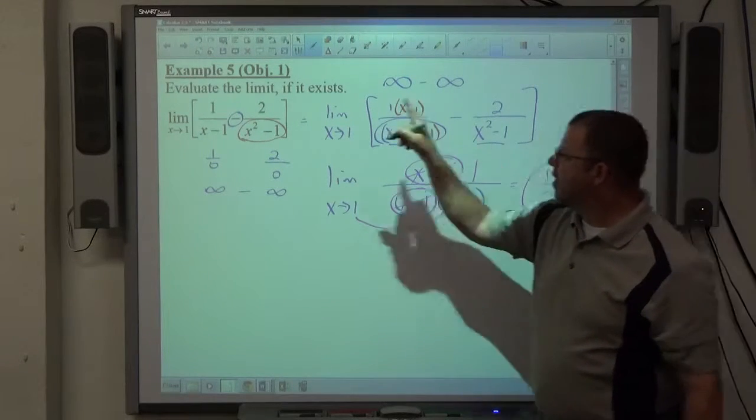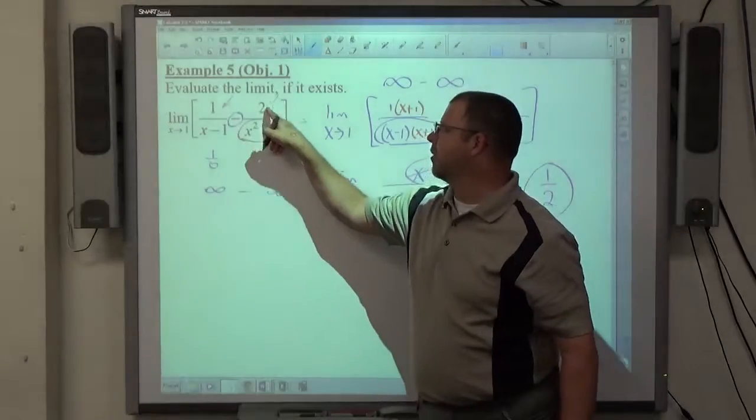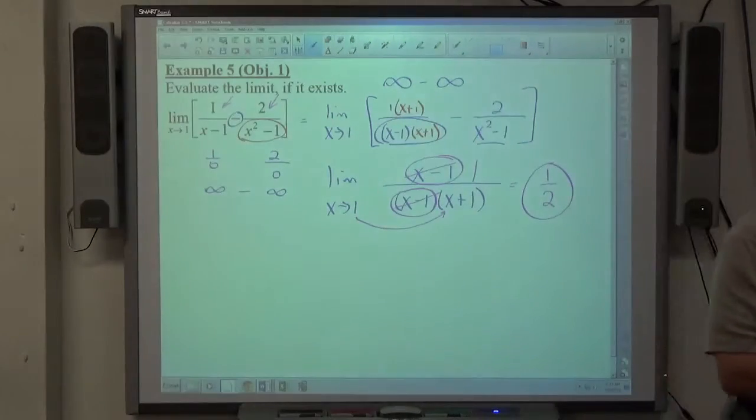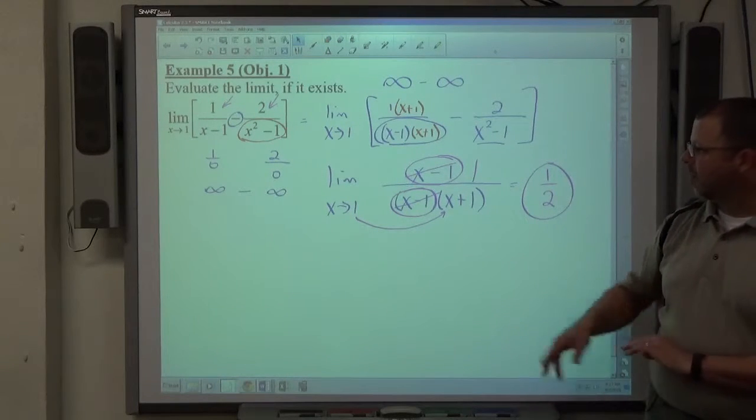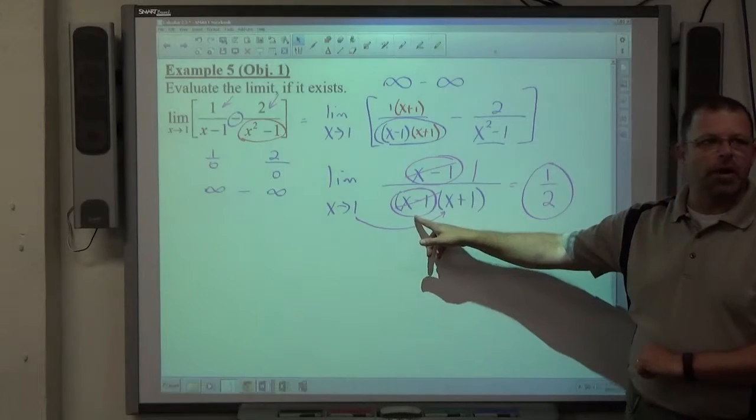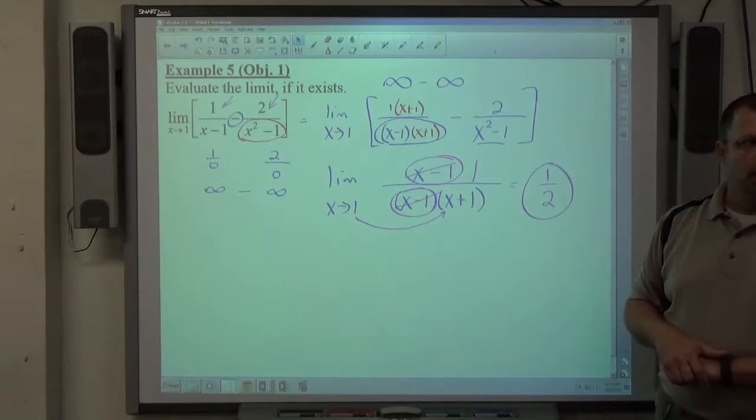Which tells me that this infinity is exactly 1/2 bigger than that infinity. Again, I can't do that or know that until I actually go through the algebraic simplification process to figure out that information. So you want to get rid of what's causing 0 on the bottom, and that's how you do it.